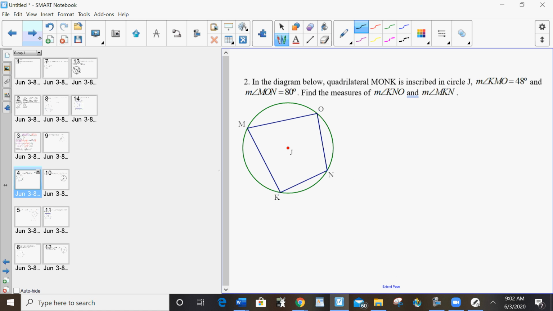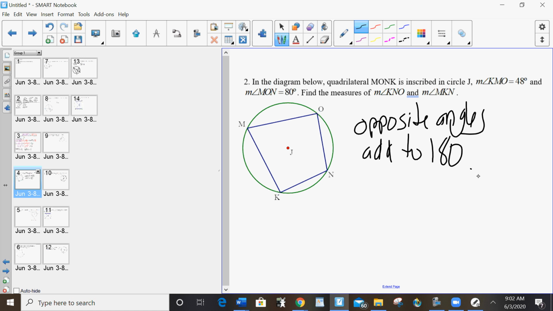All right. This is a pretty obscure rule. It's very simple, but when you have a quadrilateral inscribed in a circle, the opposite angles add to 180. Whenever you have a quadrilateral inscribed in a circle, the opposite angles add to 180.